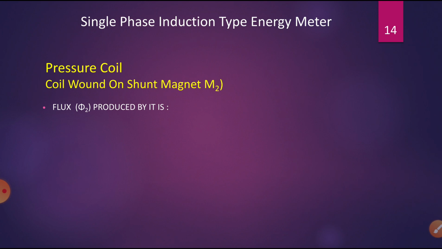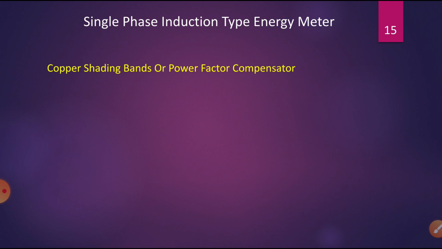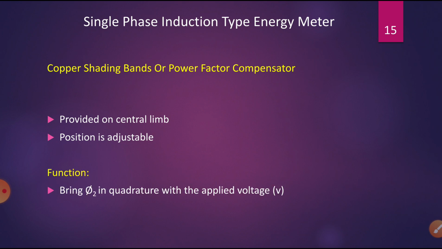The coil wound on the shunt magnet M2 produces flux phi 2, which is proportional to the voltage, and it lags behind the supply voltage by 90 degrees. If it is not 90 degrees, we can achieve it with the copper shading ring, or copper shading bands, or we can say the power factor compensator. It is provided on the central limb and its position is adjustable. We can move it up and down on the central limb to get 90 degrees between the voltage and phi 2. So the main function is to bring phi 2 in quadrature with the applied voltage.